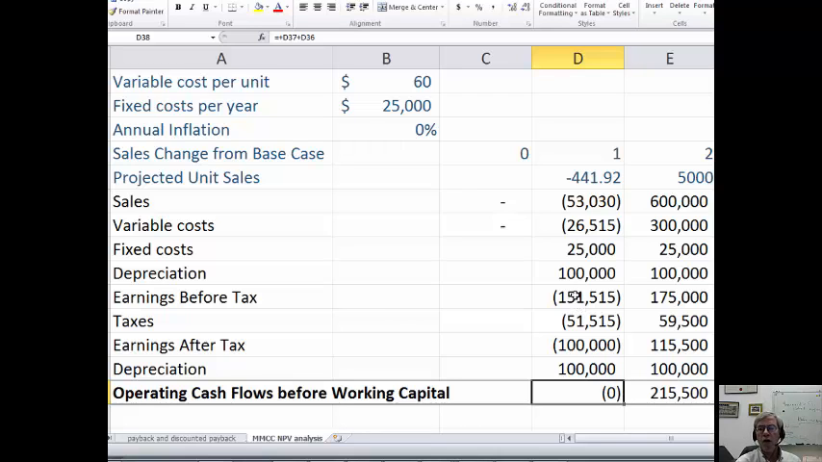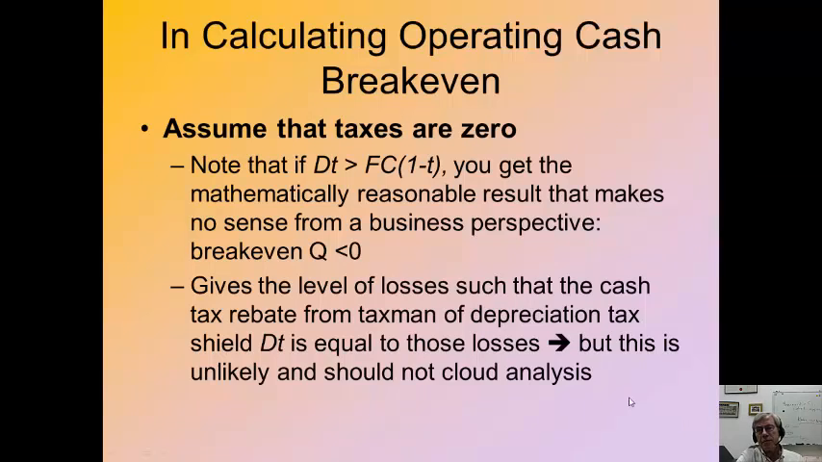So what's happening? Well, that negative 441.92 unit sales gives us earnings before tax of negative 151,515. So this is a loss. The loss generates negative taxes, that is to say a cash inflow. Add the two together and you get earnings after tax of negative $100,000. Add back depreciation, because depreciation is a non-cash charge, and you end up with a break-even operating cash flow before working capital. But remember the whole purpose of this break-even analysis. We're trying to do something simple. Negative units of production is not simple.